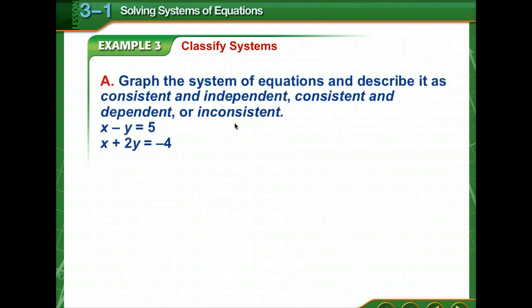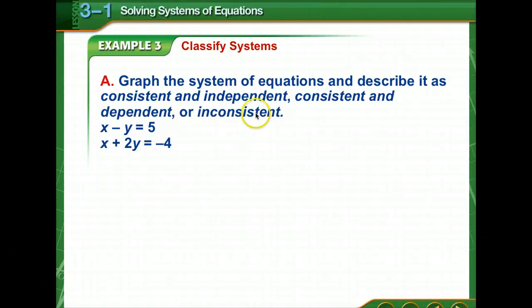Now we're going to classify systems of equations, and we're going to have a key concept at the end of this little section that you can put in your notes so it'll be all nice and neat. But we're going to graph the system of equations and we're going to describe them as either consistent and independent, consistent and dependent, or inconsistent.